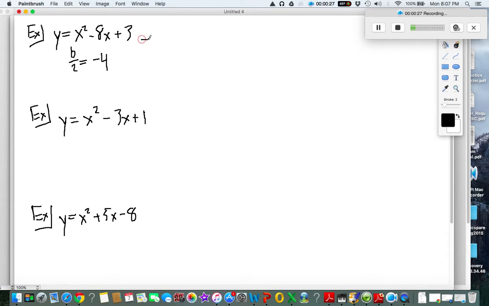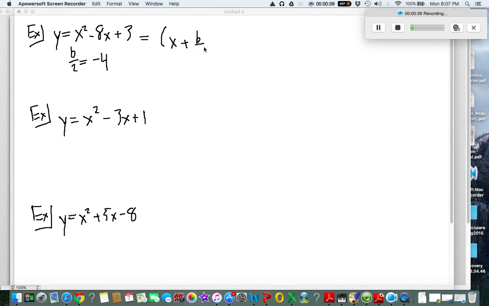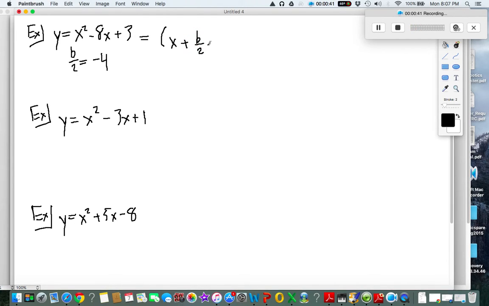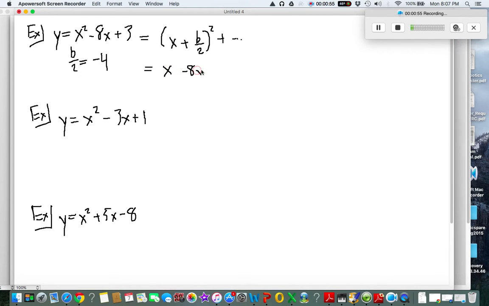So this form of the equation, remember as you go to your completing the square, is always going to be x plus whatever your b over 2 term is, squared, plus some extra value. So I can see right now I've got x squared minus 8x. Like I said, I like to personally put this in parentheses first.